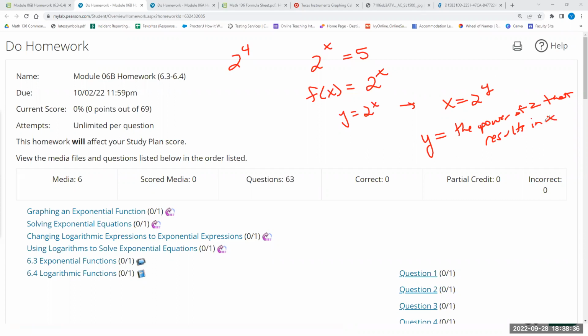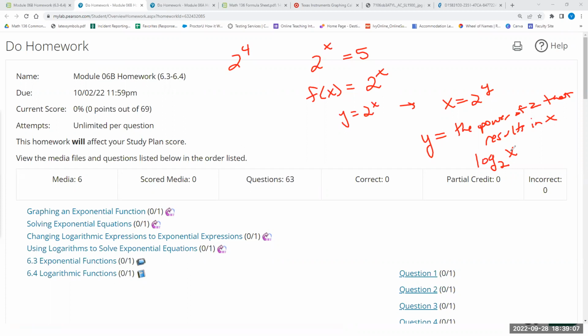And so somebody at some point said, well, we're going to call that logarithm. We're going to call it log base 2 of x. Log base 2 of x is the power of 2 that results in x. So that's what logarithms are. They're the inverse of exponents, which means they're the undoers. So the way you undo an exponent is by a log of the same base.